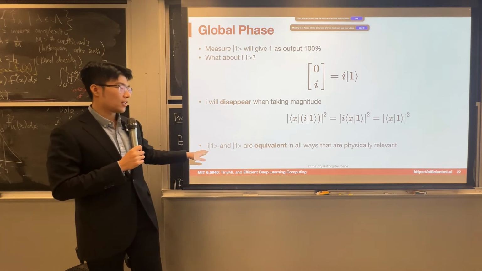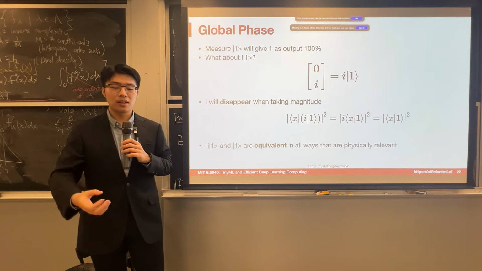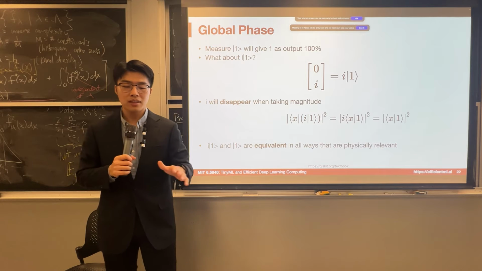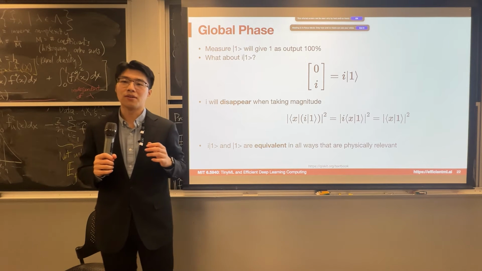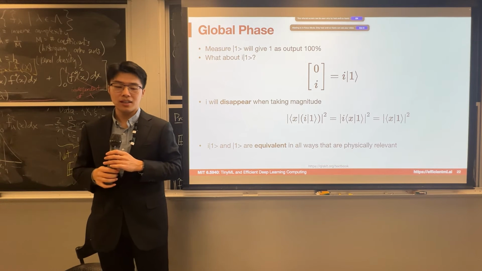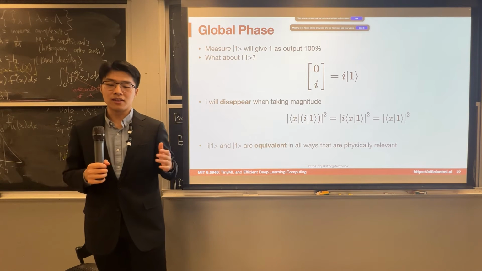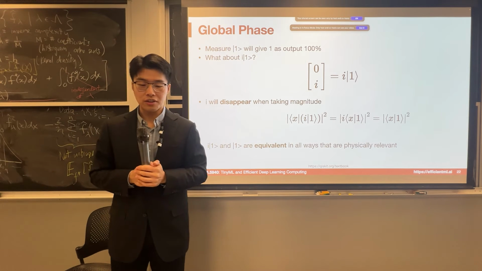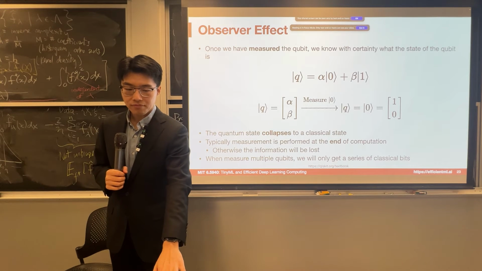Because we always need to interact with the qubits to do some physical measurement, the i1 and the 1 are actually equivalent in terms of physical measurements. So we don't have any way to know whether the system has a global phase or not. But that doesn't hurt the algorithm construction, so we don't have to worry about this additional global phase.